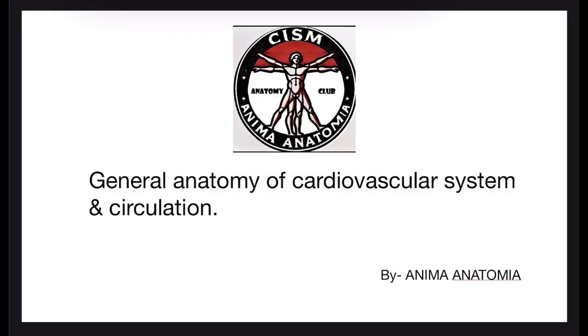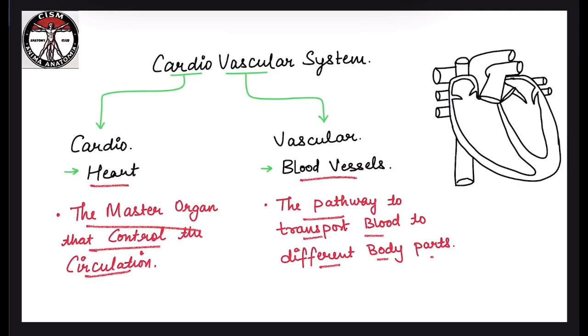So guys, the first thing that comes to our mind is: what is a cardiovascular system? The term cardiovascular means cardio, the heart, and vascular, the blood vessels. Heart is the master organ that controls all the circulation in the body, and the blood vessels are the pathway that transport blood to different body parts. It might be your cells, tissues, bones, visceral organs and all.